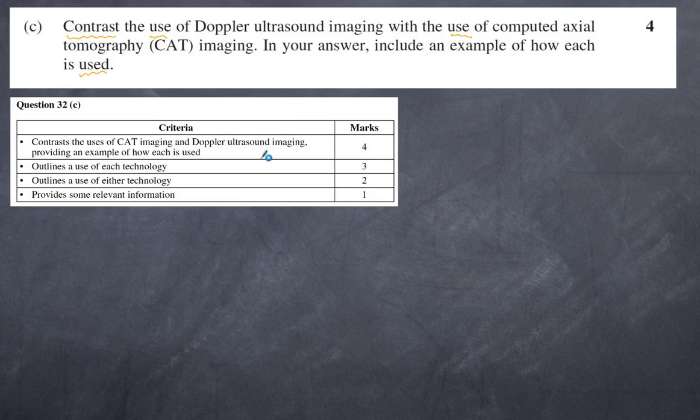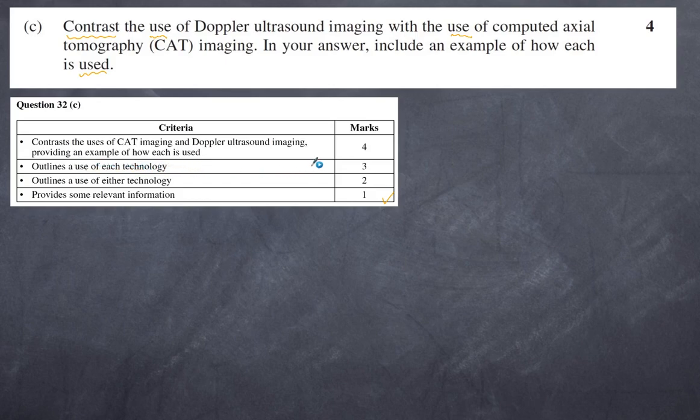Let's have a look at the marking guidelines to see what the examiner is looking for. As I said before, it's providing some relevant information for 1 mark. So show some learning in this area, you'll get a mark. But in order to get a 2, you need to outline a use of either technology. An outline means sketch in general terms. So let's say the person says, oh, CAT scans help identify broken bones because they provide high resolution images. That would give you 2 marks. They might say Doppler ultrasound allows us to detect motion of blood flow. That's a 2-mark response. But in order to get a 3, you need to outline a use of each technology.